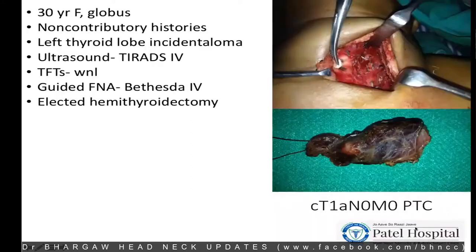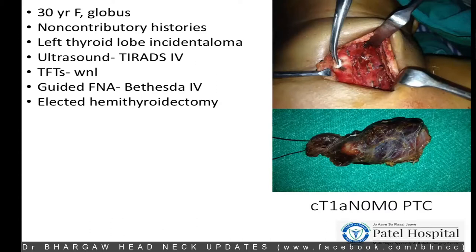So let's talk in terms of case vignettes. This is a patient who presented to us, a 30-year-old female with globus, and she has a left thyroid lobe incidentaloma on an ultrasound. And this is starting off where we left off yesterday. How do we apply practical knowledge gained by surgery in deciding what we have to do subsequently?